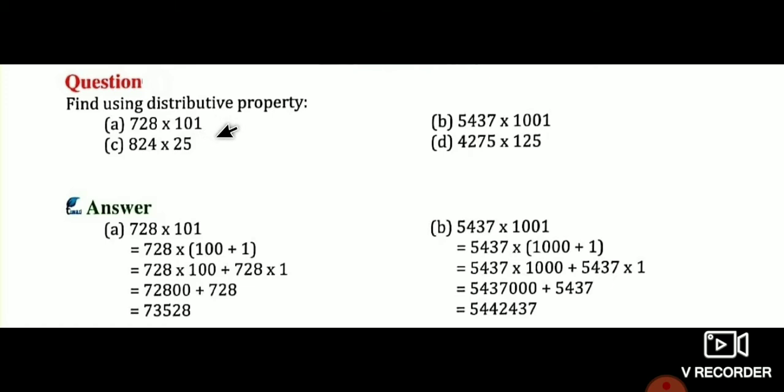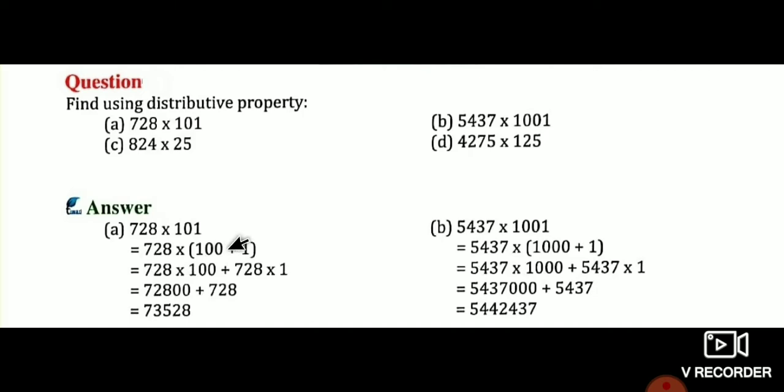Here given A is 728 into 101, and B is 5437 into 1001. C is 824 into 25, and D is 4275 into 125. So take the first problem, that is 728 into 101. You have to find the given solution using distributive property.